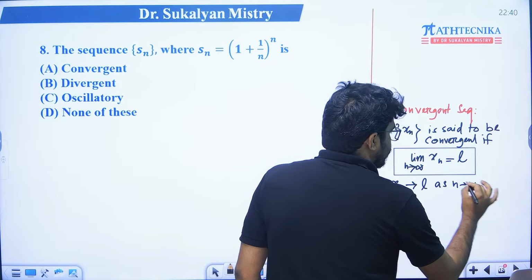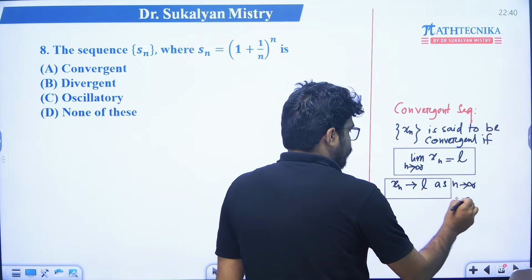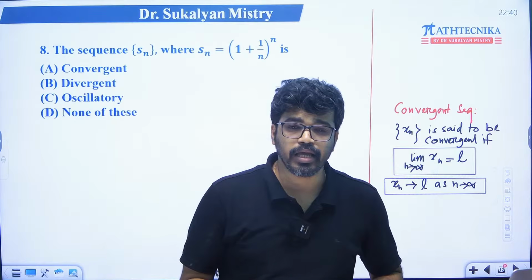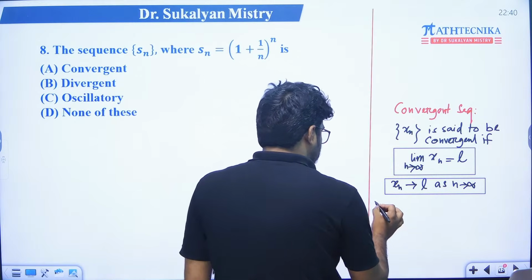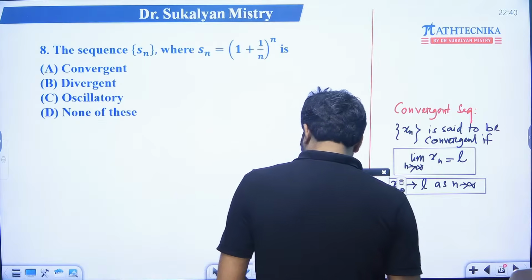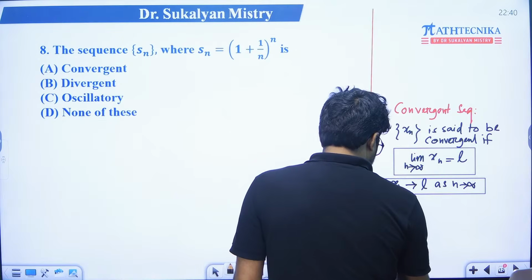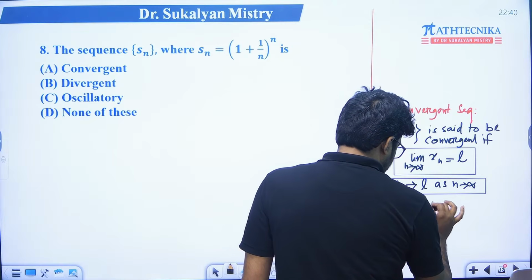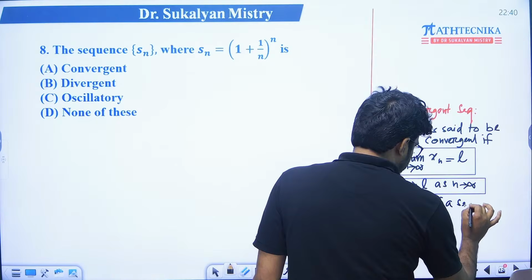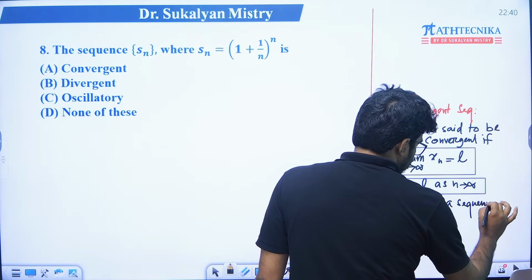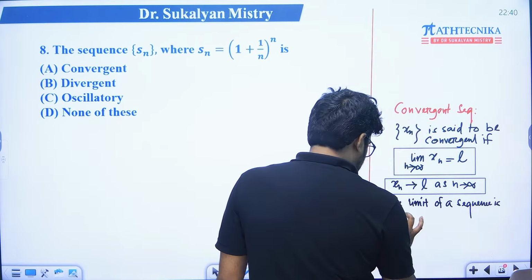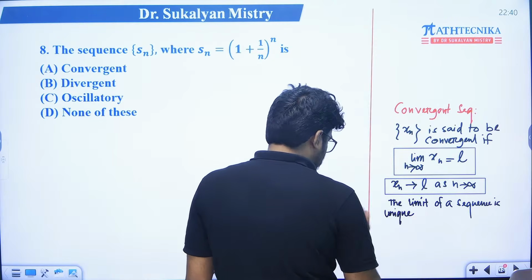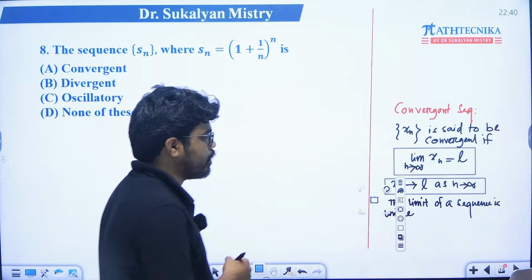It should be noted that the limit of a sequence is unique. The sequence will have only one limit. The limit of a sequence must be unique. It is a very important note. The limit of a sequence is unique. Note all the points. A sequence has only one limit.